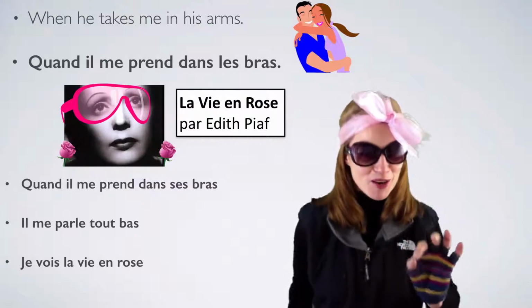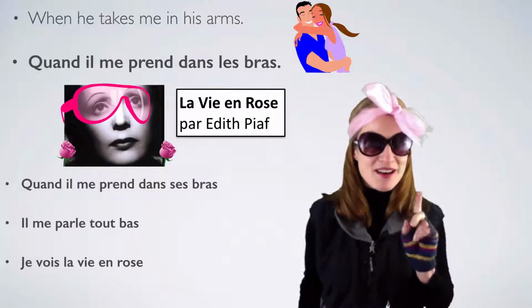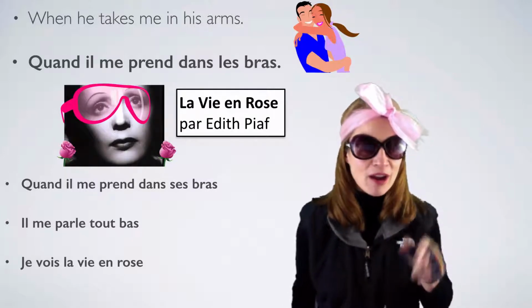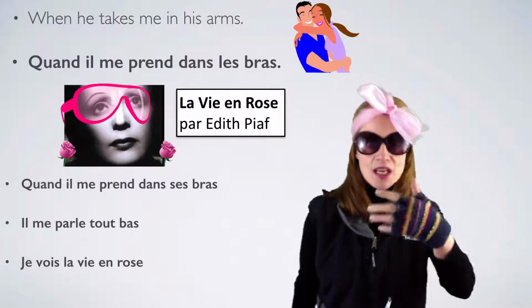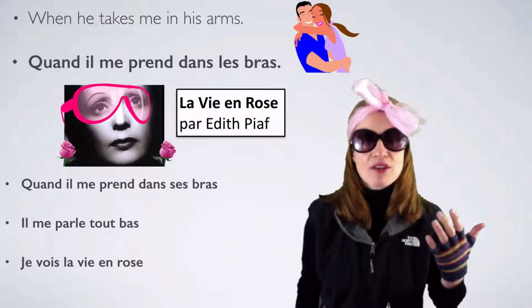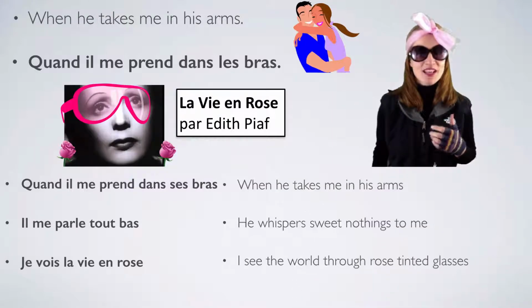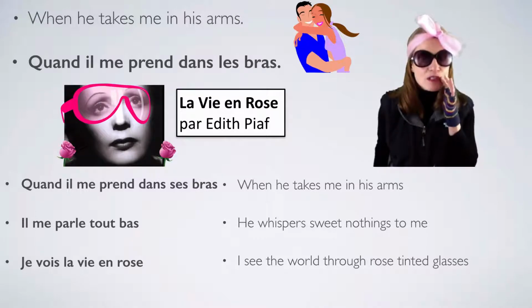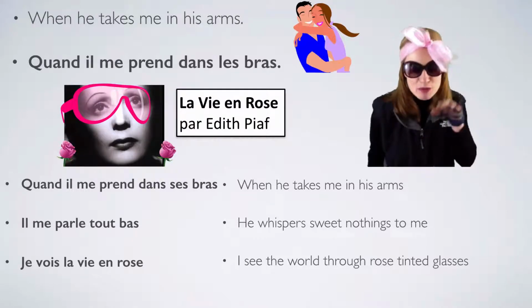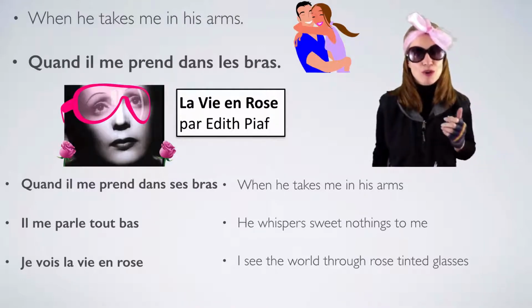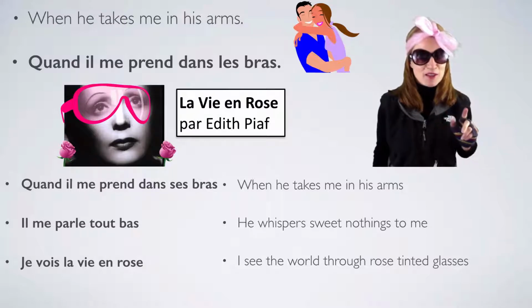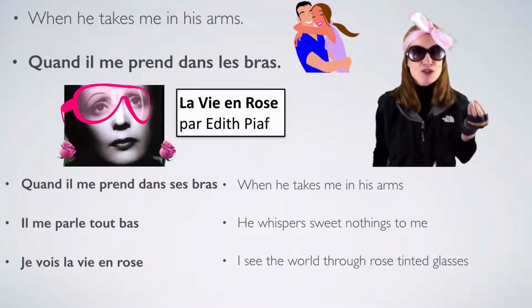A very famous song sung by Edith Piaf. It's also the name of her biography, a film, DVD. La vie en rose. It's when you see life in pink. We say life through rose-tinted glasses. Okay? When he takes me in his arms, he whispers sweet nothings to me. They say he speaks to me very low, down low. Bas is low. I see the world through rose-tinted glasses. I will include the lyrics for you and a link to listen to the song and the translation into English. Songs are a great way to learn a language. I might have mentioned that before.